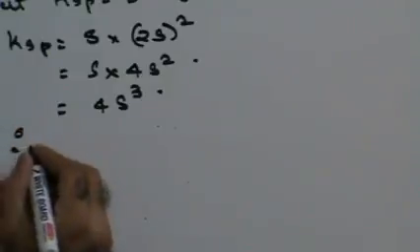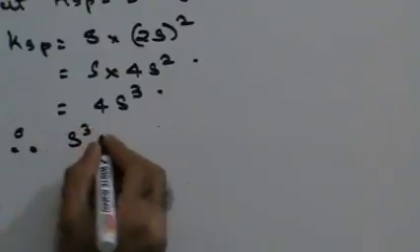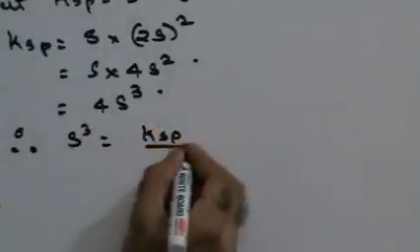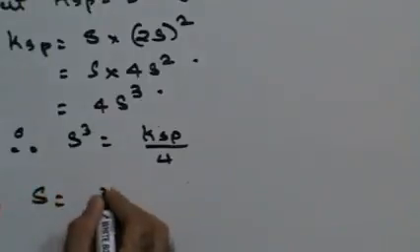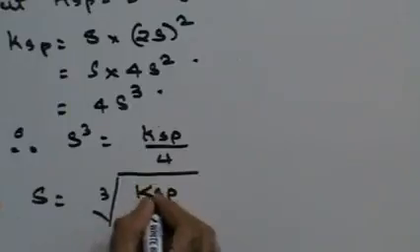Therefore I can say that S cube is Ksp upon 4. Therefore the solubility of such a salt will be the cube root of Ksp upon 4.